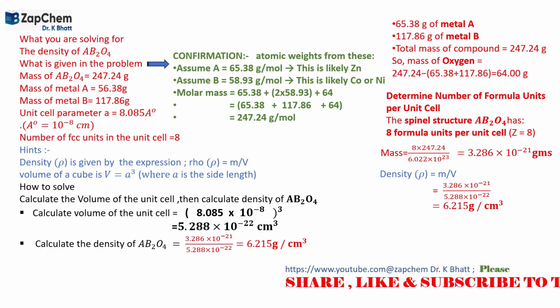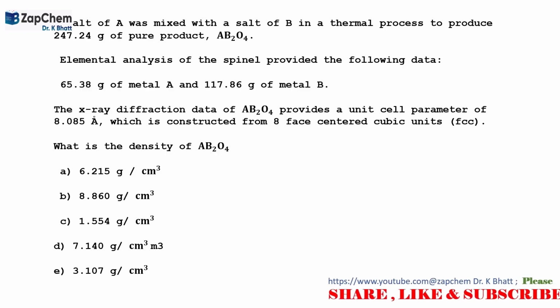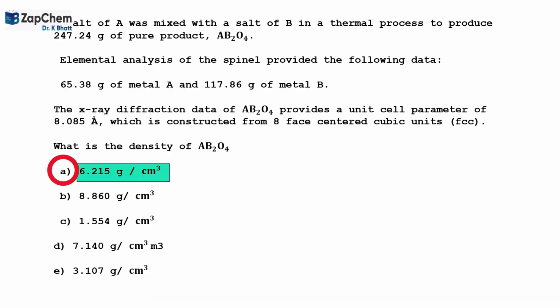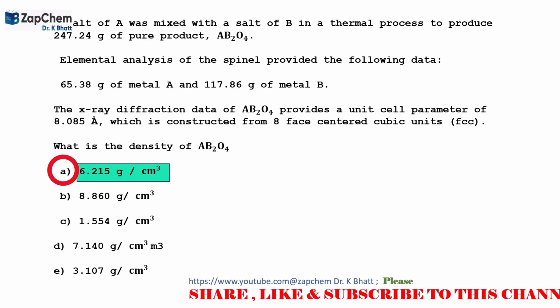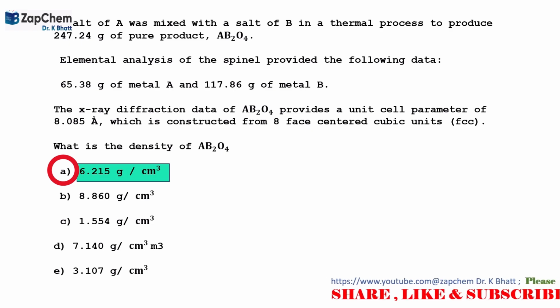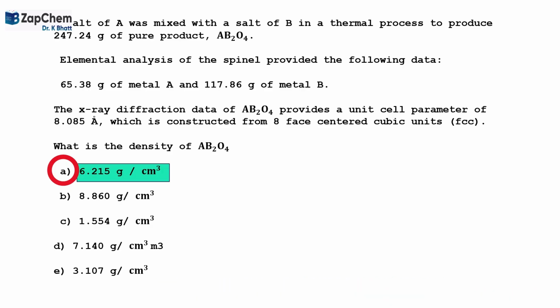Therefore, coming back to the question again, we can confidently say that our answer is option A, 6.215 grams per cubic centimeter. That is how we can calculate easily and find out the density of the product given here. Such questions, or similar questions, can be very easily attempted in the same manner.